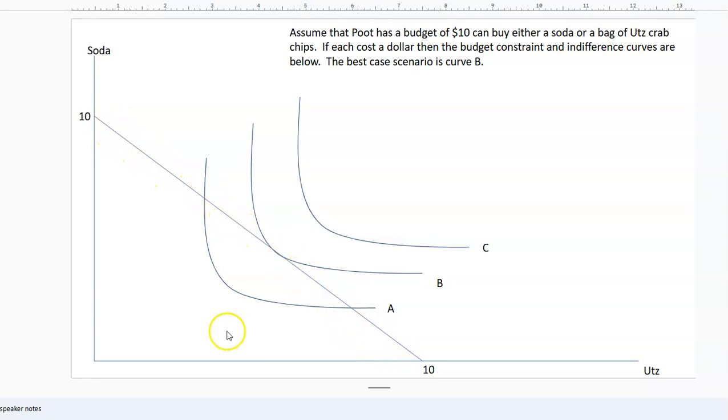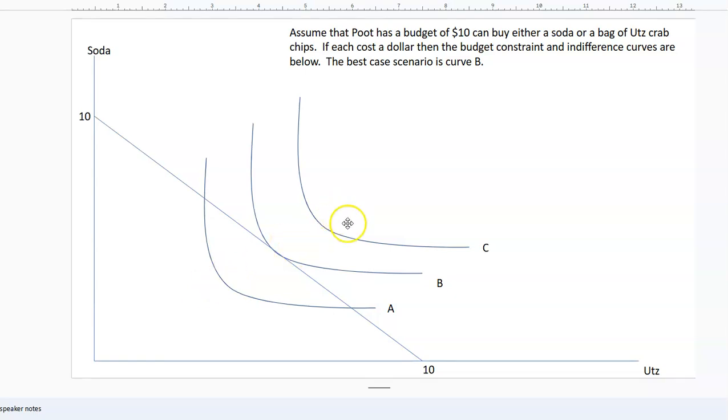Now, he can't consume somewhere out here because he doesn't have the resources, he doesn't have the finances. Could he consume in here? He could, but for purposes of this model, we're assuming that he's going to use all of his available resources. So in that way, it's a little bit like the PPF, where we assume that he's always going to get the most bang for his resources. No saving with Mr. Poot here.